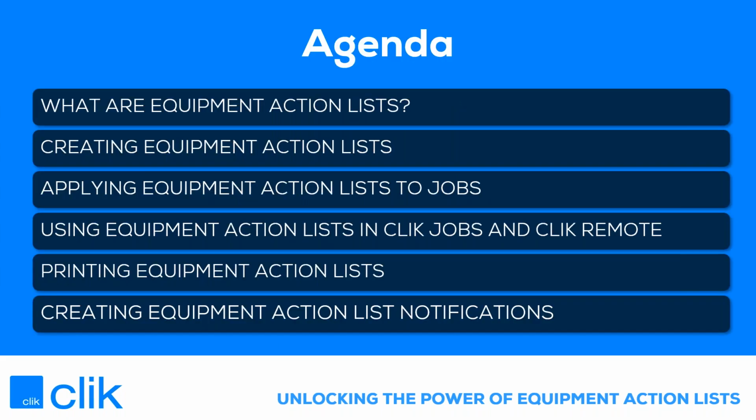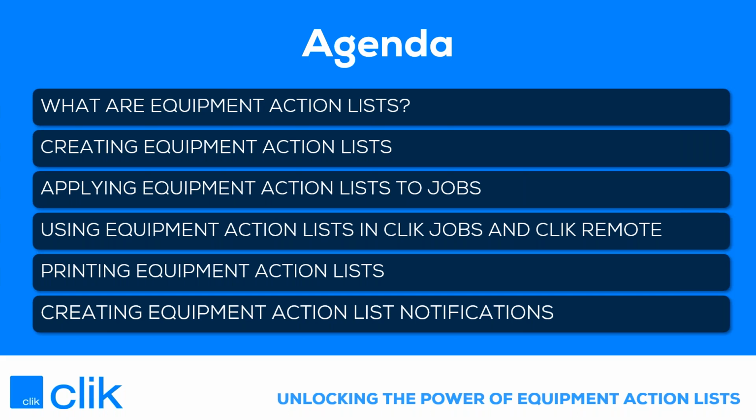The agenda today is we're going to go through what are equipment action lists. Then we're going to go through creating equipment action lists, and then applying equipment action lists to jobs. And then we're going to see how you can use equipment action lists in Clik Jobs and Clik Remote. And then we're going to show you how you can print equipment action lists as well, and how you can create equipment action list notifications. That's going to cover if someone ticks something on a particular action list, someone can get notified about that particular action.